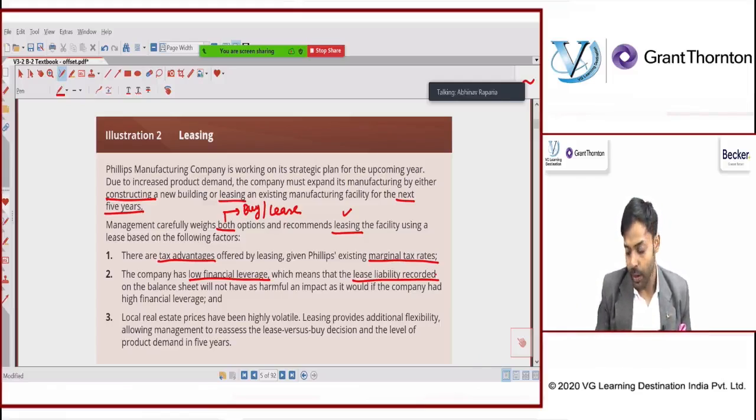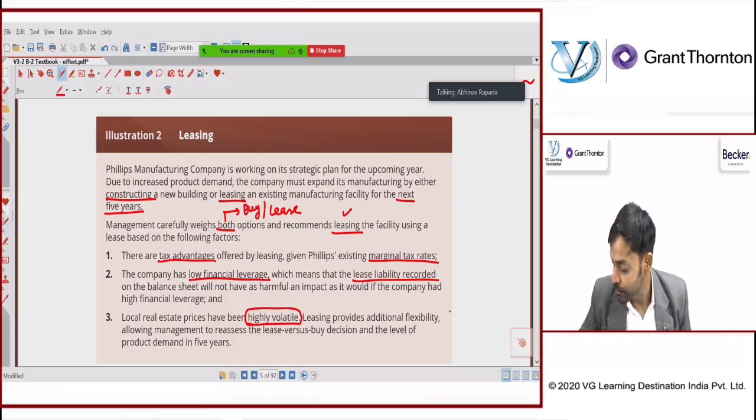I think the third point is the major point where leasing is very helpful, which is that local real estate prices have been highly volatile. See, prices are very highly volatile. So it makes more sense to not invest in a property when the prices are so volatile, and you can easily go and lease it rather than buying and investing in a property for which the prices are very volatile. This is a very good reason, I would say, for leasing.